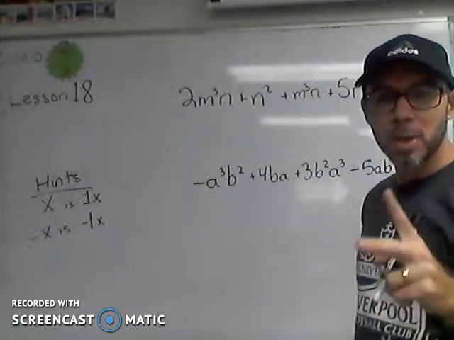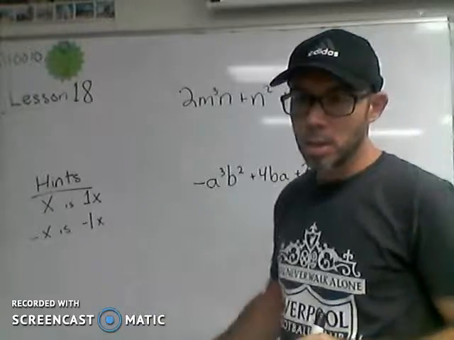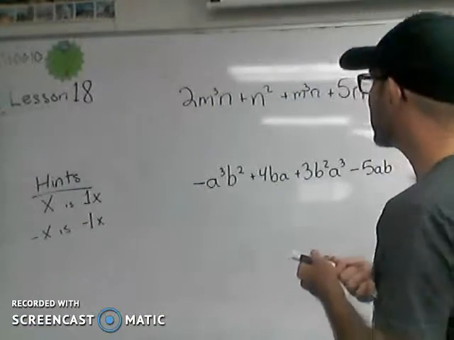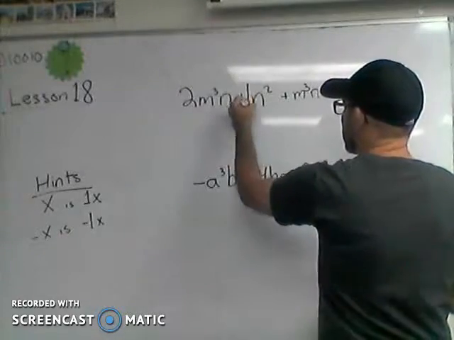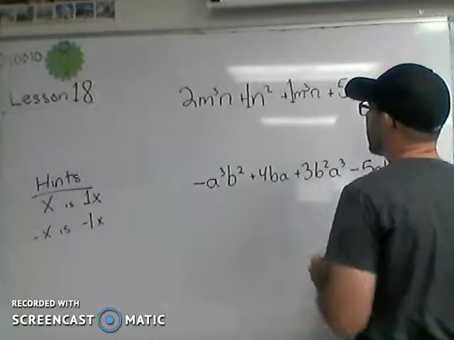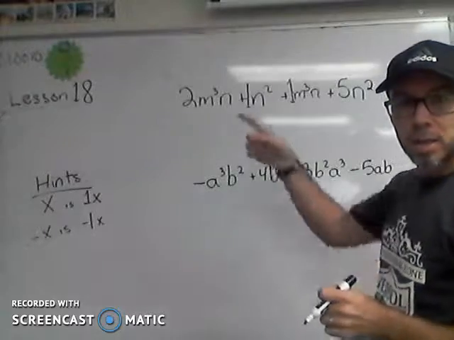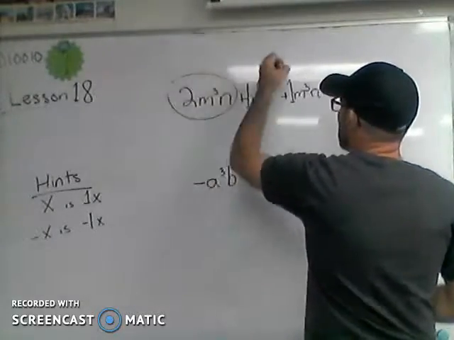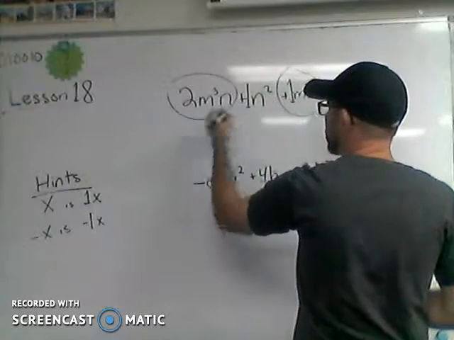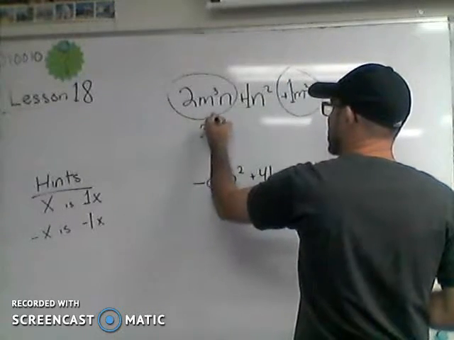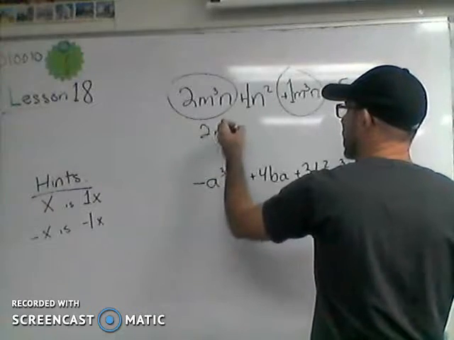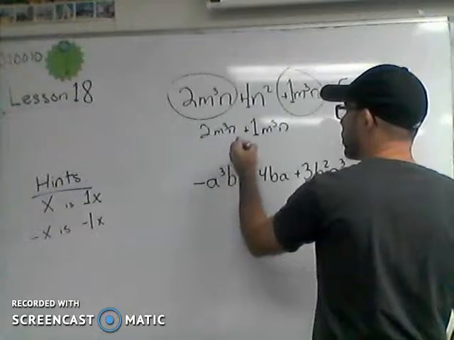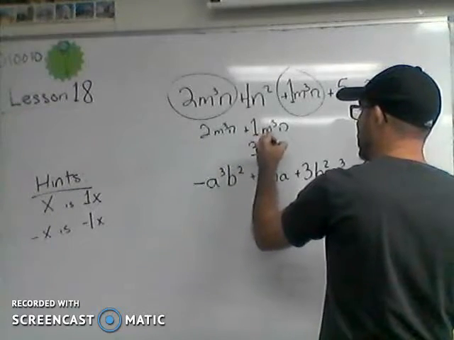Now, this next thing I'm going to do is this hint down here. Don't tell me that. Hang on. Okay, applying the hint. Let's put a 1 in front of things that don't have a 1. So I'll put 1 there, and I'll put 1 there. And then we see that the first one and the third one are like terms. So 2 of those and 1 of those. Yeah, I'm not even going to say the M cubed N. I get confused. 2 of those and 1 of those makes 3 of those.